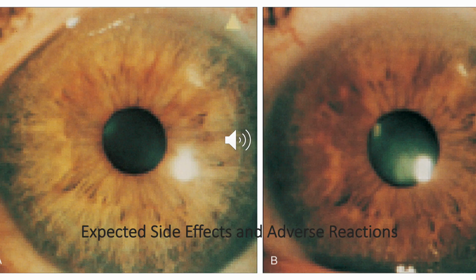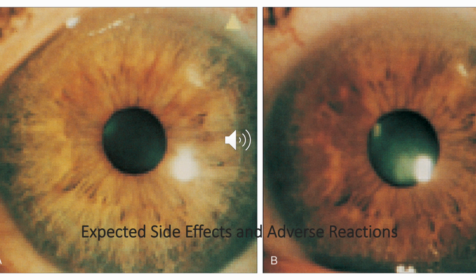The most common side effects of prostaglandin agonists are eye itching and eye redness when the drugs are first applied. In some cases, patients have a foreign body type of sensation. They feel like there is something in their eye.